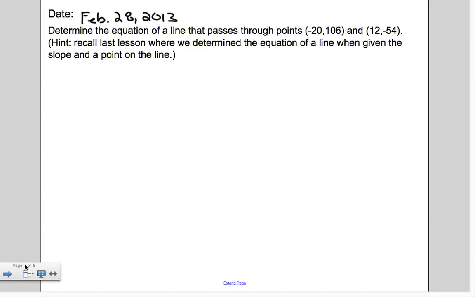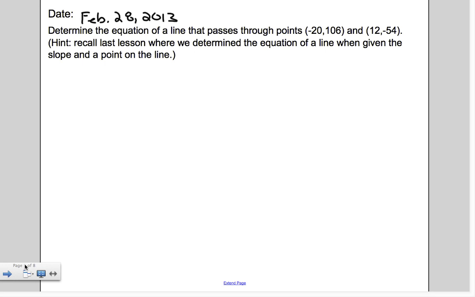So what did we learn last class? If you're given the slope of an equation and the point that the line passes through, we have y equals mx plus b, that's our equation of a line. We just plug in the slope for m, and then we use the point to figure out what the y-intercept was. We plug in the x-coordinate for x, the y-coordinate for y, and then we solve for b. So that's how we got the y-intercept.